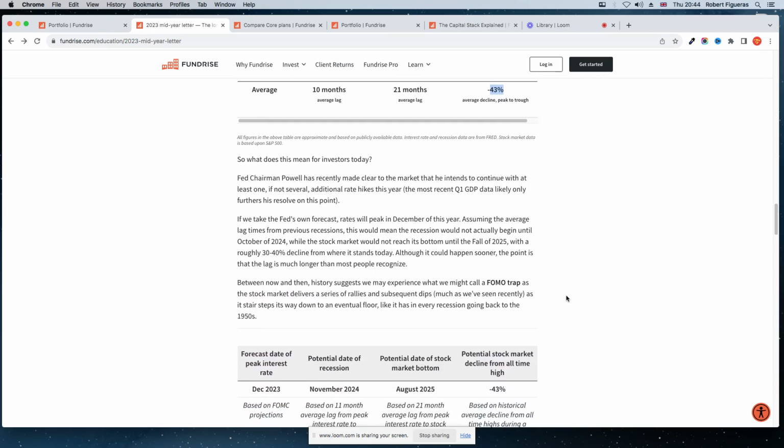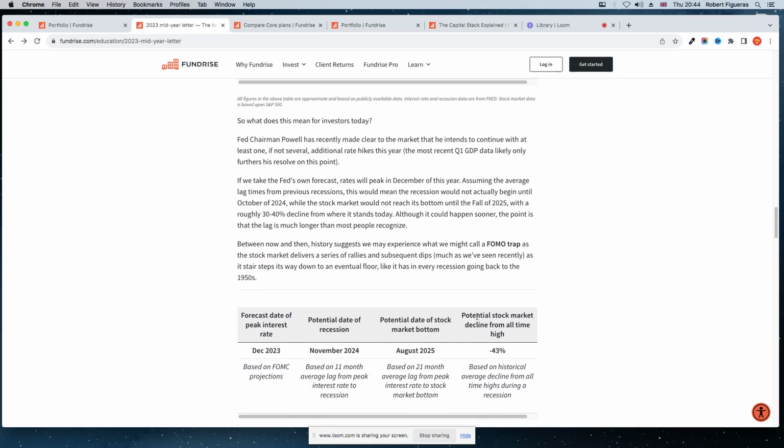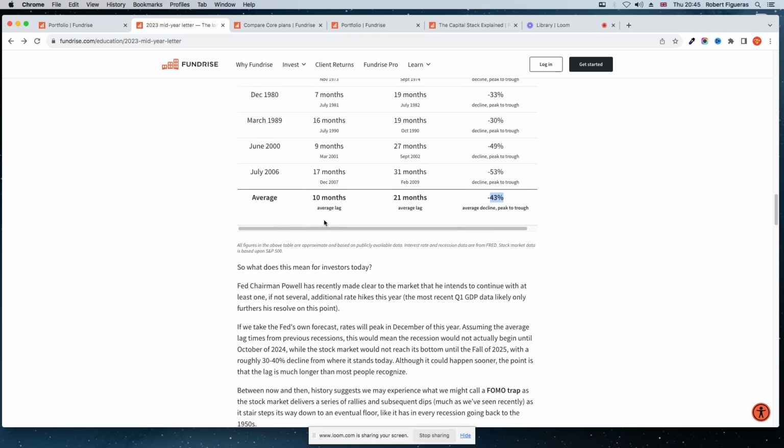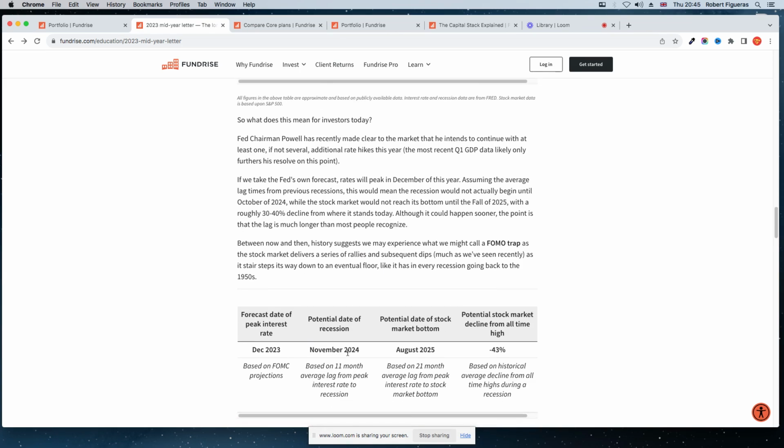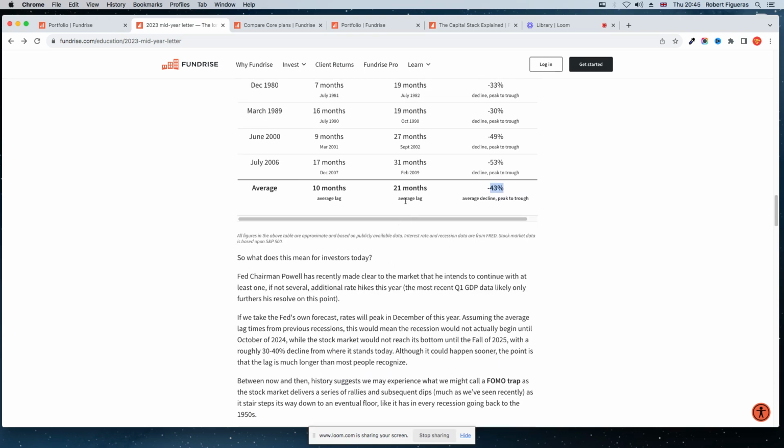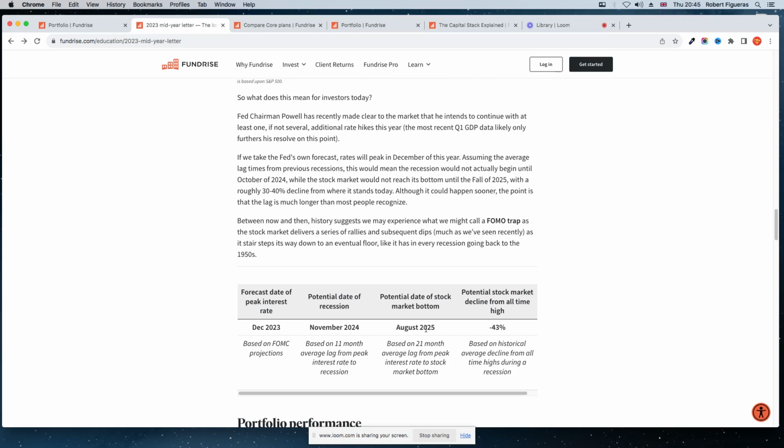And then if we now translate that into today's dates, right? We are in August at the moment. Based on the latest feedback from the Federal Reserve, if they keep increasing the interest rates, they will probably peak, at least that's the assumption now, at some point in December. And then using these 10 months, the recession would start at some point in November 2024. And also based on this, in August 2025, that's when the stock market would bottom at an average of 43% below the market when the peak of the interest rate happens.